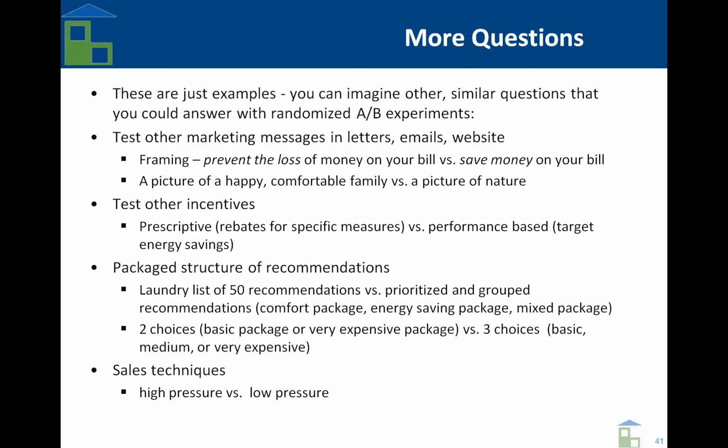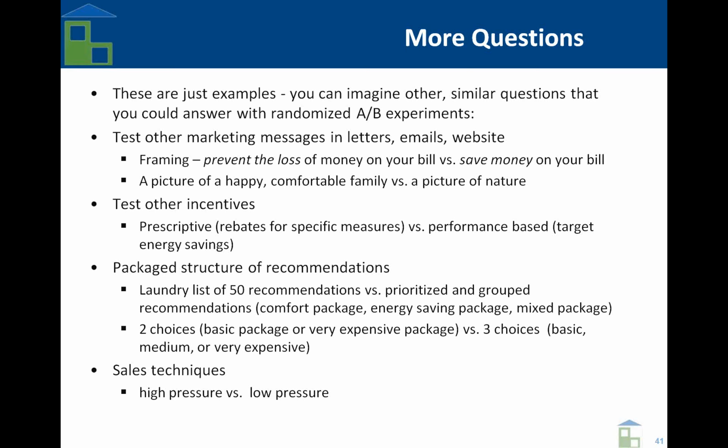You could also test different ways to structure the recommendation package. So one way that I think people often do is they give people a laundry list of 50 recommendations. You could do that for group A, and then for group B, you can give them a prioritized and packaged recommendation. And maybe you'd have one package that's a comfort package, one package that's an energy savings package, and one package that's sort of a mix between those two things.